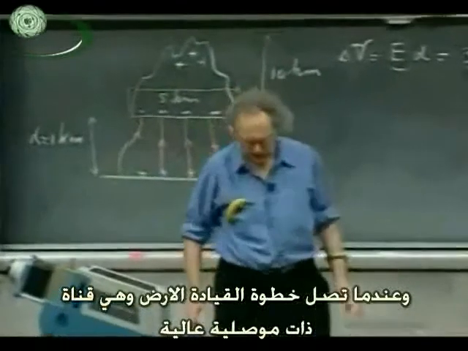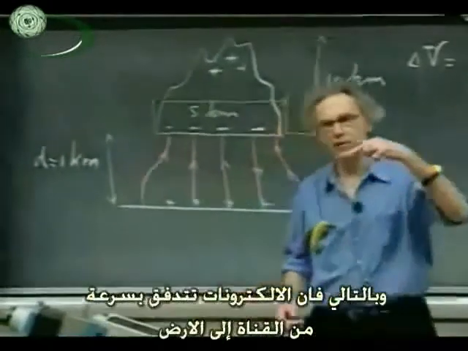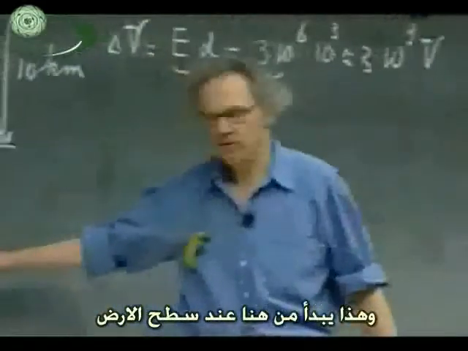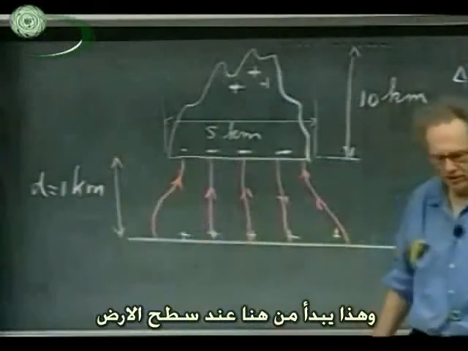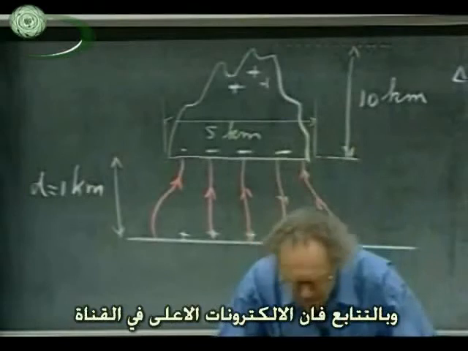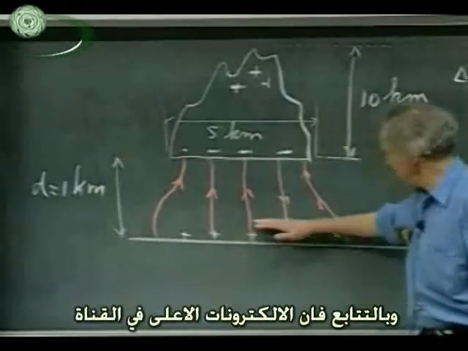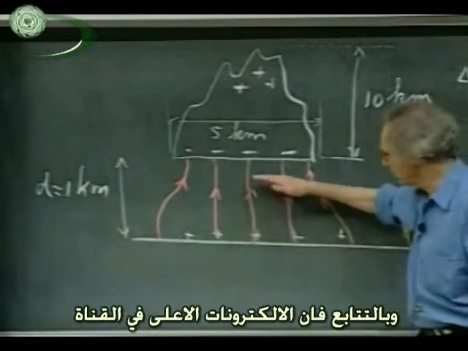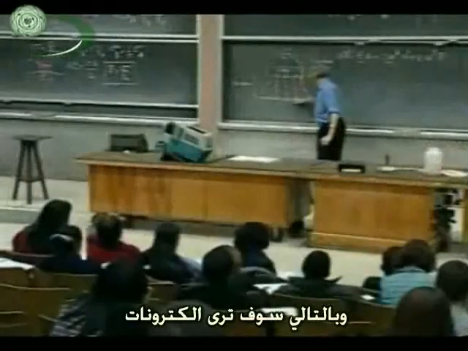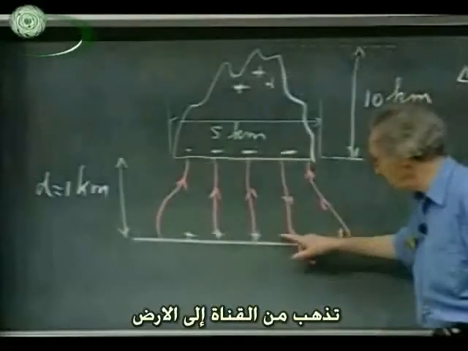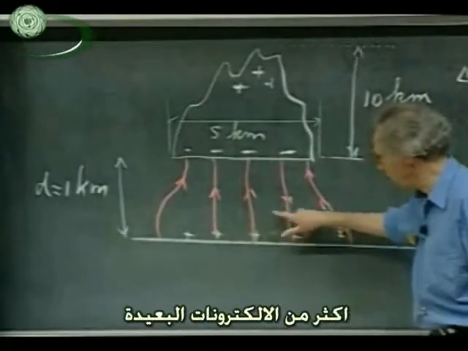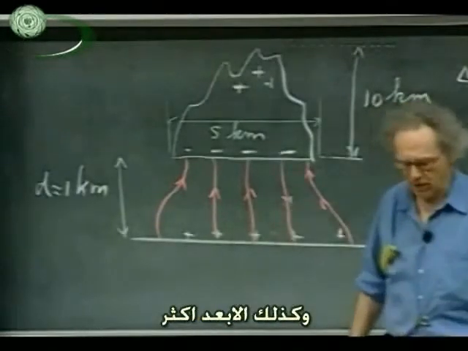Highly conductive channel, and the electrons can now very quickly flow from this channel to the ground. And that starts first right here at the surface of the Earth. That's where the electrons will first go to the Earth, and then successively electrons which are higher up in the channel will make it down to the Earth. And so you're going to see electrons going through the channel to the Earth, but first the electrons closer to the Earth, then the electrons farther away, and then even farther away.